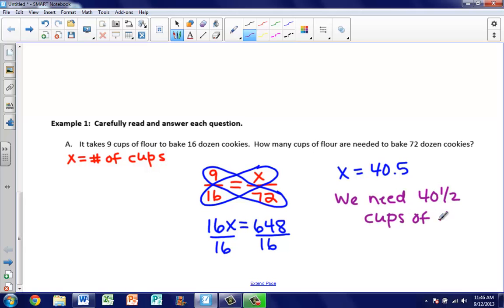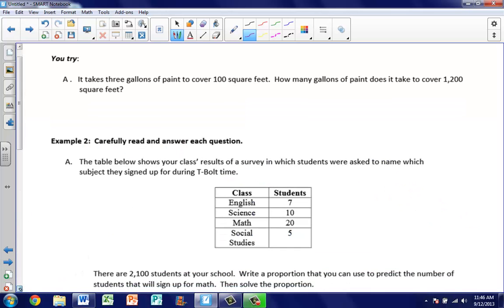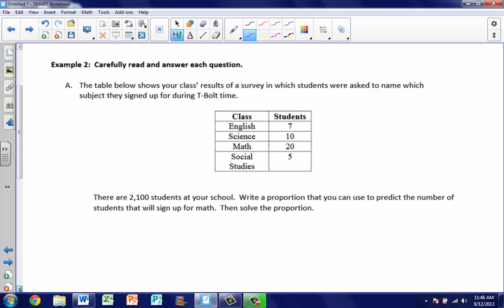Do not leave that as a decimal. We need to make sure we're answering the question in context of the problem. All right, so let's go ahead and take a look at example 2. This one is a little bit trickier. We have a lot going on here.